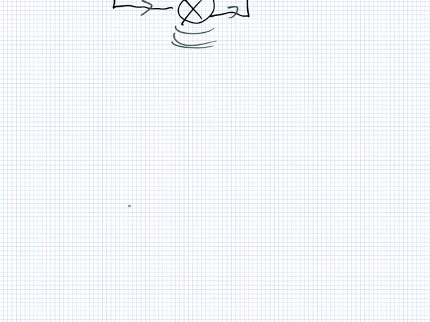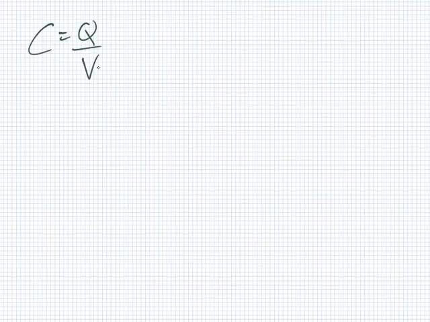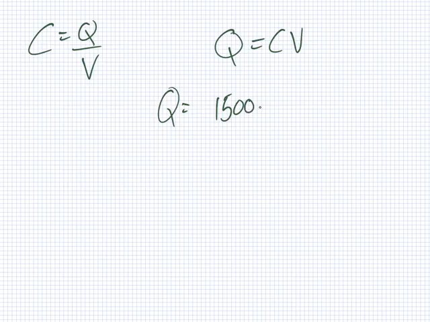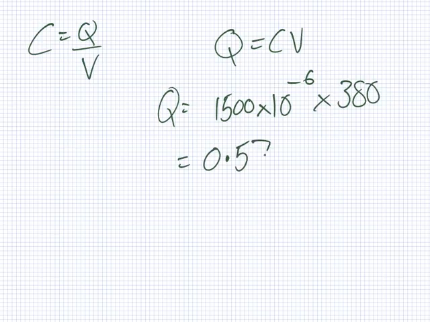Right. So, C equals Q over V. What did I want? Q, isn't it? Q equals CV. So, Q equals 1500 micro, and the voltage was 380. So, you got 0.57, and the unit? Coulombs.